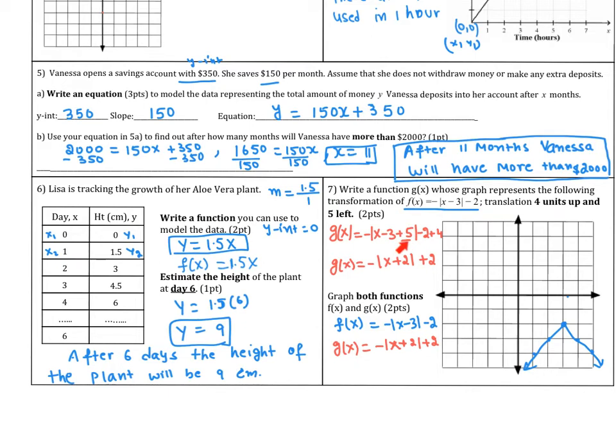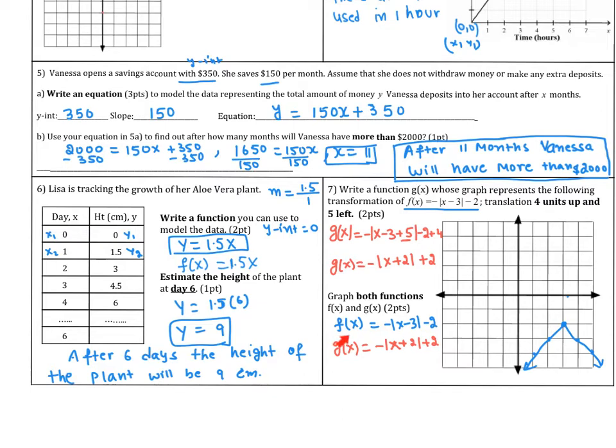So left or right we use inside the function, up or down we use this number outside the function. So if it is right, then we're going to subtract. If it is left, then we are going to add the 5. So this inside is going to become x plus 2 because negative 3 plus 5 is plus 2. And outside is negative 2 plus 4, which is 2.